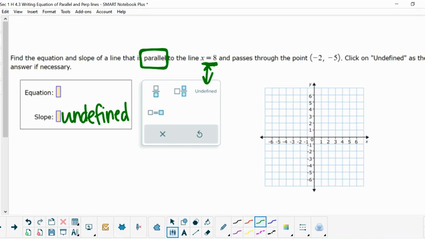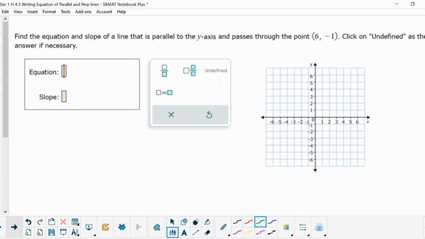But ours is going to go through -2, -5. So go to -2, -5, and you're going to be vertical through there. So the equation, is it x equals or y equals? X equals, and what x are we going through? -2. I hear 2 people. Any questions I can clear up? Everybody feel good about that? Okay, so verticals are x equals, horizontals are y equals. Okay, all right, next one.